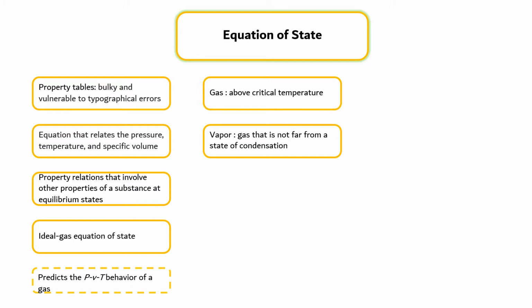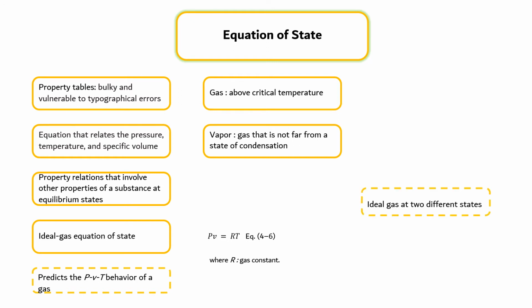At low pressures, the volume of a gas is proportional to its temperature and can be expressed by equation 4.6, which is called the ideal gas equation of state, or simply the ideal gas relation, and the gas that obeys this relation is called an ideal gas. The properties of an ideal gas at two different states are related to each other by equation 4.7.